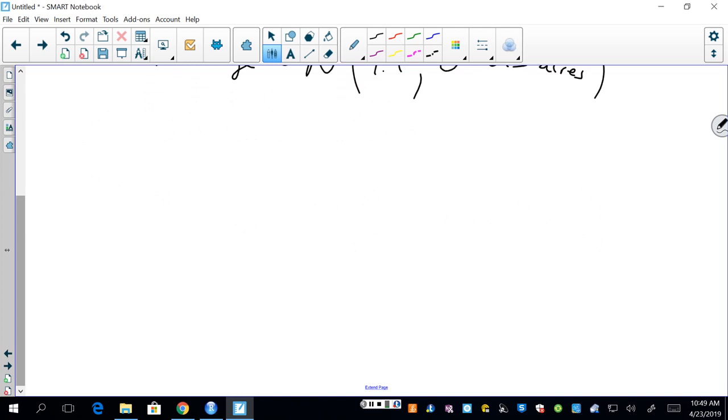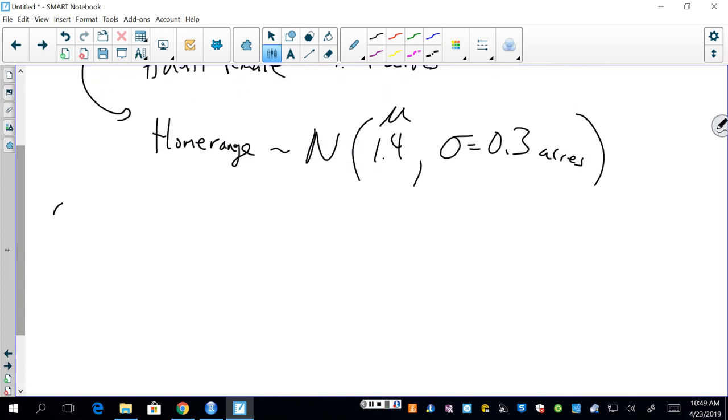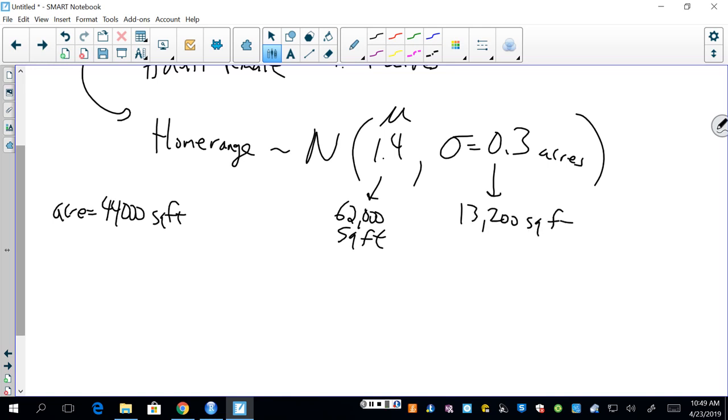If you convert this to square feet, an acre has about 44,000 square feet. That's what I recall, that's what I used anyway. So this ends up being about 62,000 square feet as an average, and the standard deviation would be 13,200 square feet of space. Now imagine you're tracking rabbits. You catch them, you put collars on them, you track their movements, and after a month you make a map and calculate the area on that map to get the amount of home range.